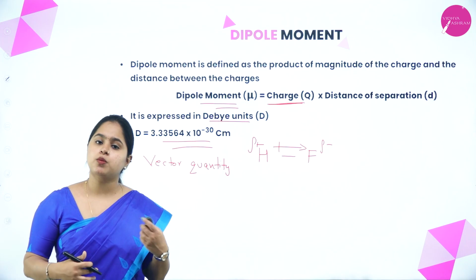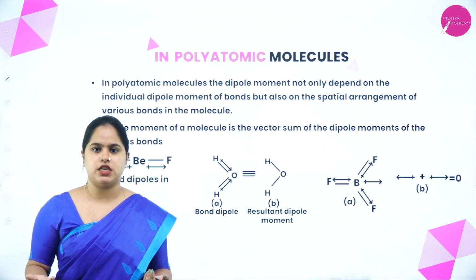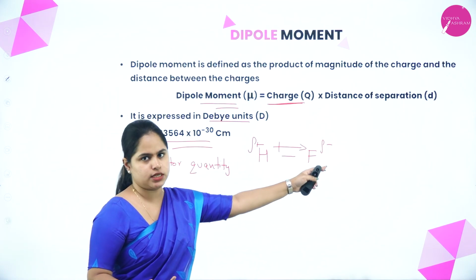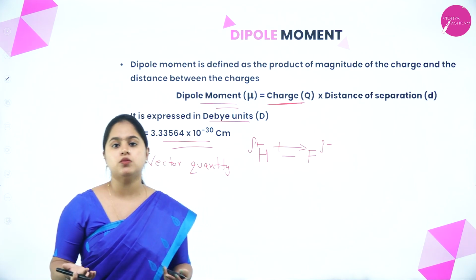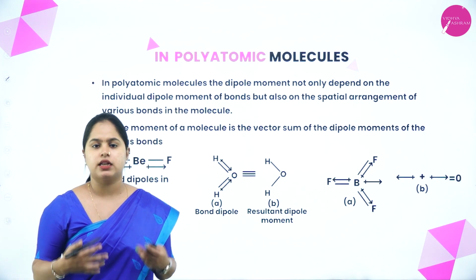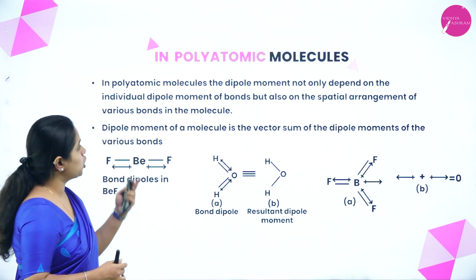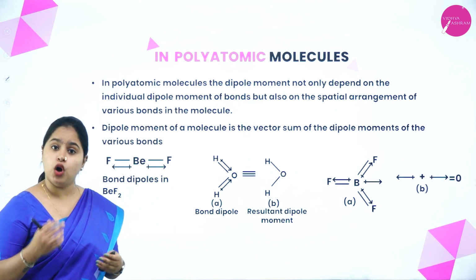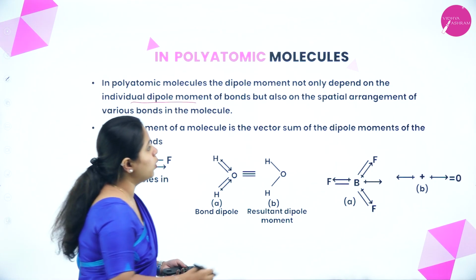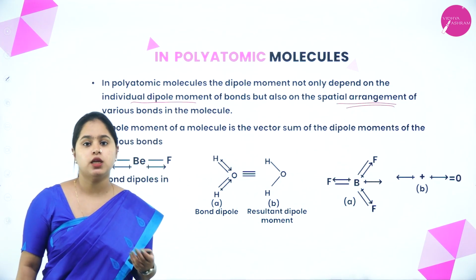So now when we are moving into polyatomic molecules, right, if more than one atom is present, in this case only these two atoms are there, so we know that the dipole is in that direction. But if many atoms are present, polyatomic molecules, right, how do we calculate the dipole moment? We are going to see that in polyatomic molecules, the dipole moment not only depends upon the individual dipole moments of the bonds, but also the spatial arrangement of various bonds in the molecules.